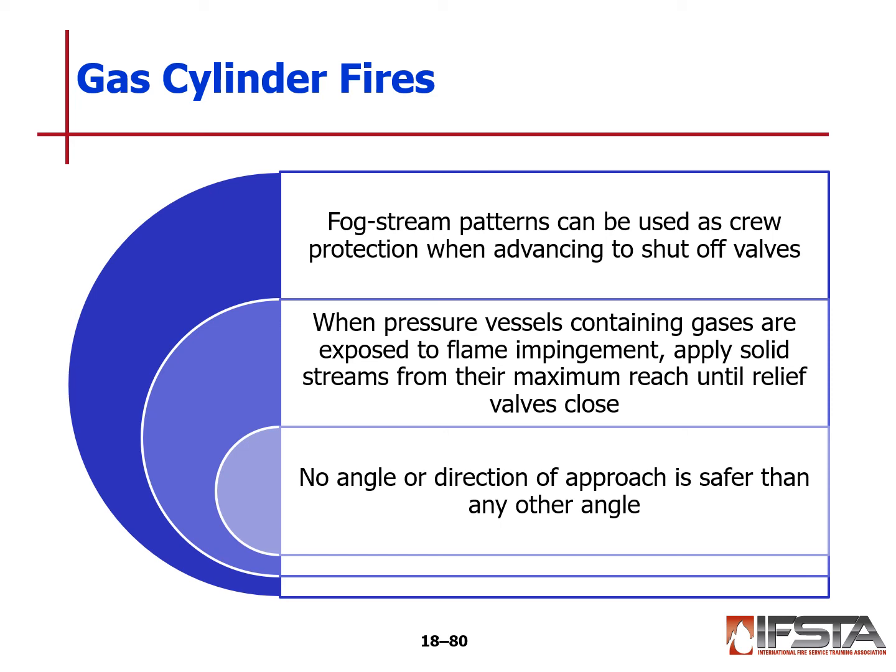Gas cylinder fires: fog stream patterns can be used as crew protection when advancing to shut off valves. When pressure vessels containing gases are exposed to flame impingement, apply solid streams from their maximum reach until relief valves close. No angle or direction of approach is safer than any other angle.